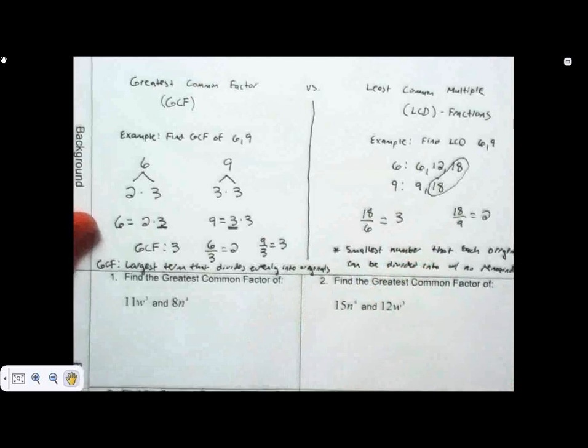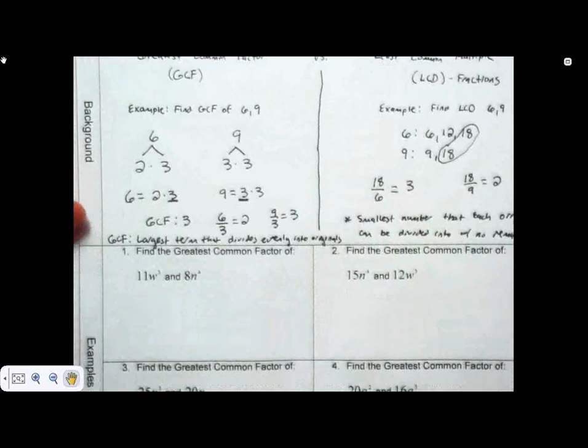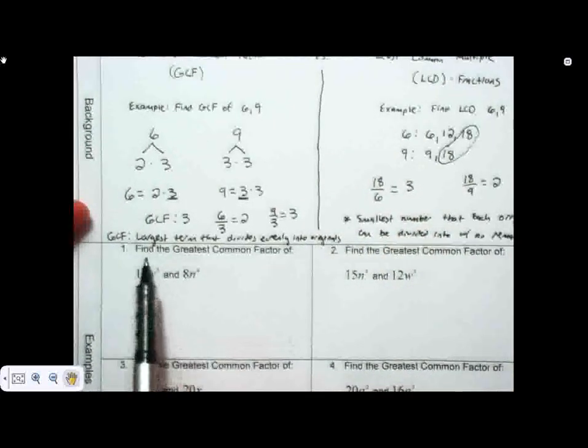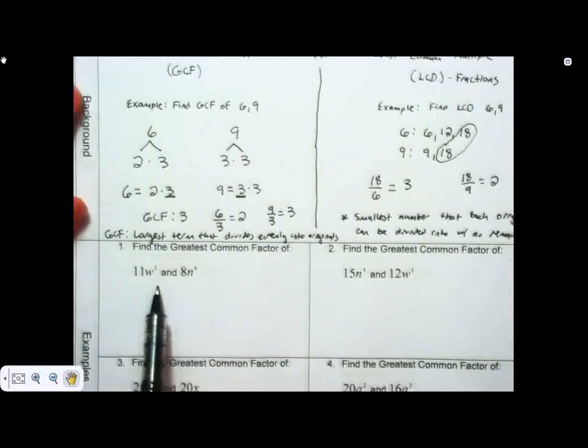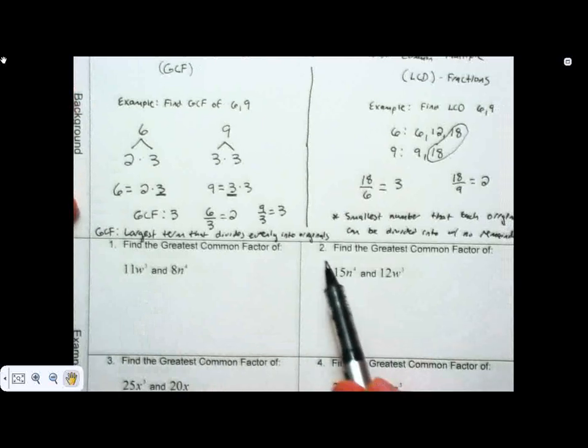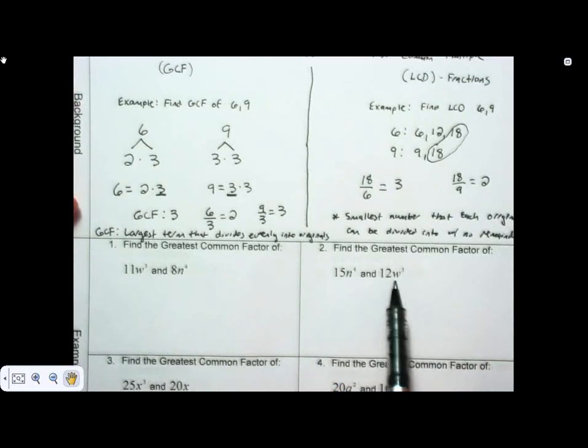Okay, so now let's see how we can apply that. So what we're supposed to do is, for number 1, we're supposed to find the greatest common factor of 11w to the third and 8n to the fourth. I'm going to skip number 1, and we're going to come back to this one for a second, because I'm going to go on to number 2. I think this is a more typical example. So number 2 is find the greatest common factor of 15n to the fourth and 12w to the third.